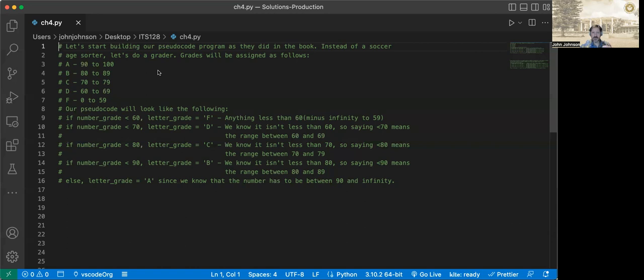So if we get through that and make it to the next part, which technically these should be else ifs, but when we get to that second one, else if number grade is less than 70, letter grade equals D, we already know that it's not between minus infinity to 59. So now what we're saying is, for that 59 to 70 range, this is what we're looking at here. So we know it isn't less than 60. So saying less than 70 means the range between 60 and 69.